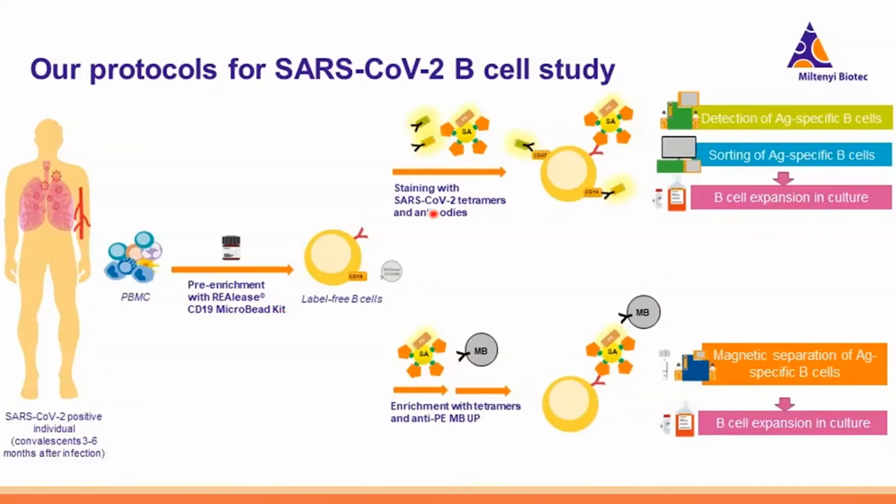And after this enrichment, we have done then 2 separate types of experiments. On one hand, we have done flow cytometry analysis, also adding the tetramers and other types of antibodies for the phenotyping of the B cells. And not only have we done flow cytometry, but also flow sorting, as I will show you later, and also culture of the cells. And in parallel, we have also used the same system with an anti-PE MicroBead to enrich the B cells via magnetic separation.